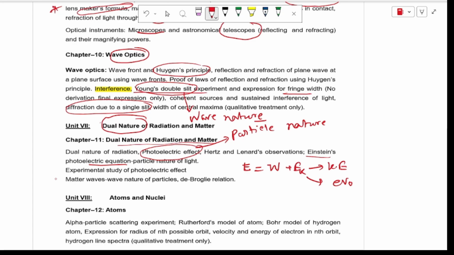Then matter wave. And de Broglie relation, lambda equal to h by p. P is the momentum, that means this is particle nature. And lambda is wavelength, this is wave nature.